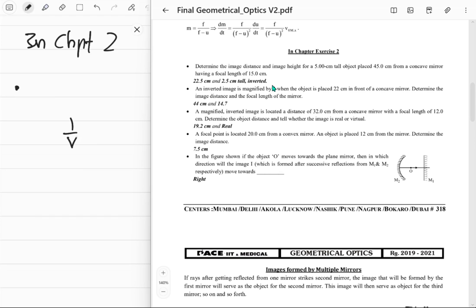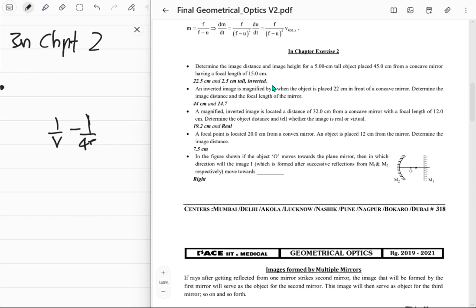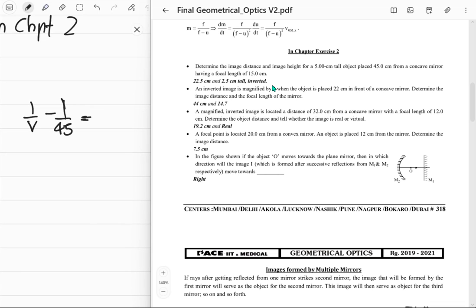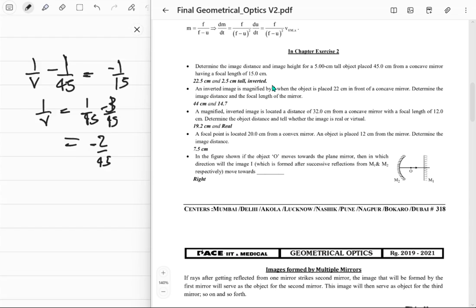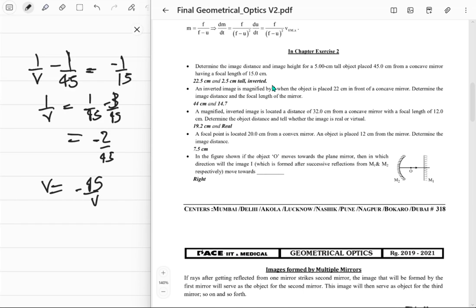So we've got 1 upon v plus 1 upon u. u is 45 centimeter away from a concave mirror, so u is negative 45. Focal length of 15 is negative 15 because it's a concave mirror, so 1 upon f is negative 1 upon 15. 1 upon v is equal to negative 1 upon 15 plus 1 upon 45, which is minus 3 upon 45 plus 1 upon 45, so this becomes minus 2 upon 45. That means v is negative 45 upon 2.